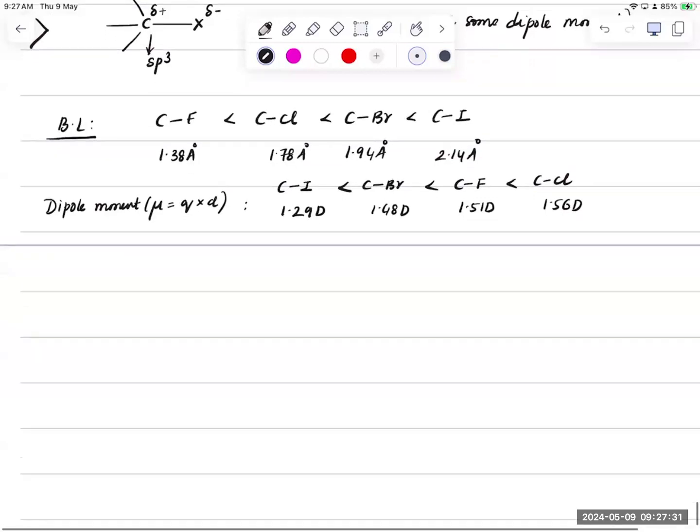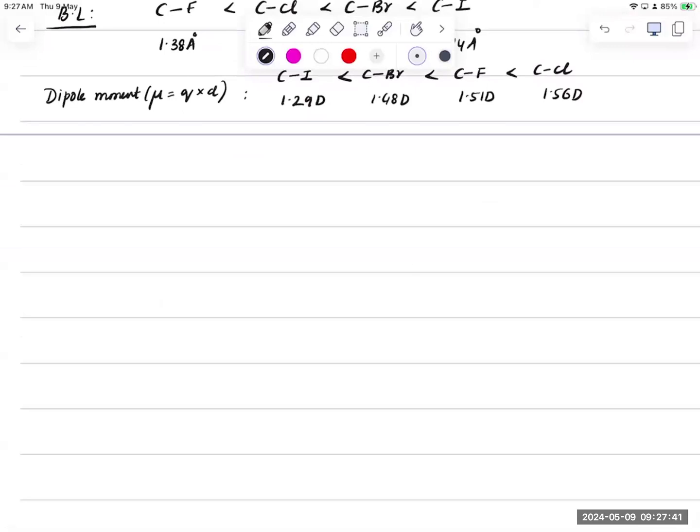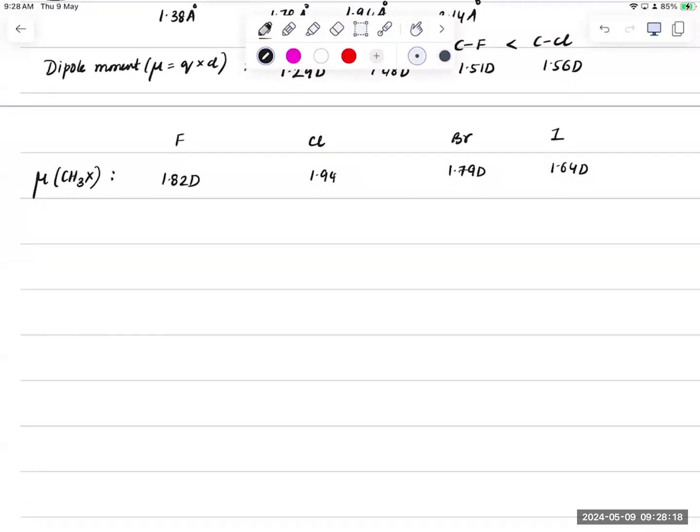Now, alkyl halides could be primary also. They could be secondary alkyl halides also, tertiary alkyl halides also. So first, let us list out dipole moment for CH3X type. For CH3X types, if you notice, fluorine, chlorine, bromine, and iodine, the value was found to be 1.82 D units. Okay. This is 1.94, sorry, chlorine here. Chlorine, bromine, and iodine: 1.94, 1.79 D, and 1.64 D. This is for the complete molecule here.